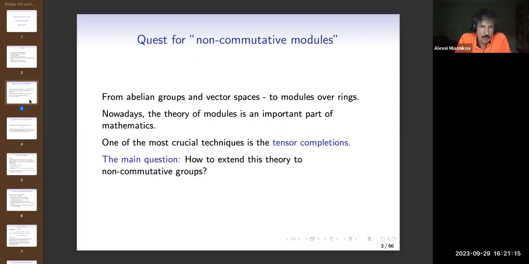Let's start with the abelian groups where real modules came from. From abelian groups to vectors in vector spaces, the big step was to introduce modules over rings. And the crucial technique was the tensor completion. So it's not just extending scalars, but it's a very nice operation which has a lot of good properties. And the main thing is how to extend this theory to non-commutative groups.